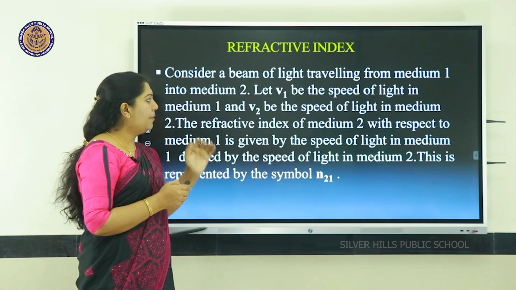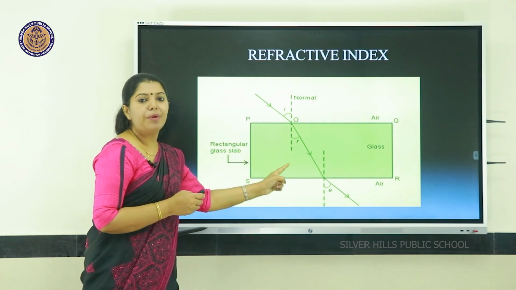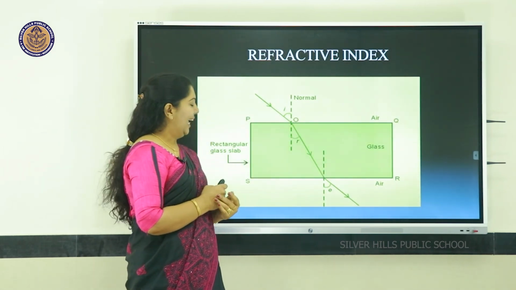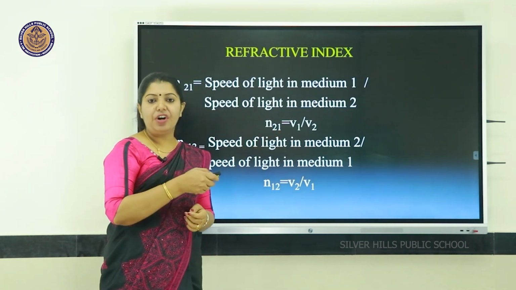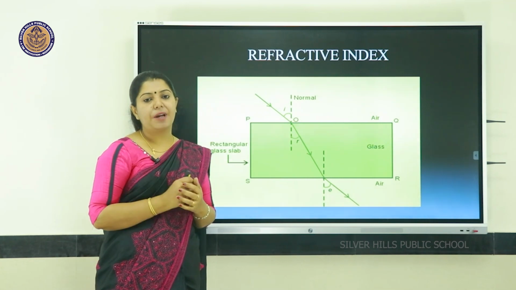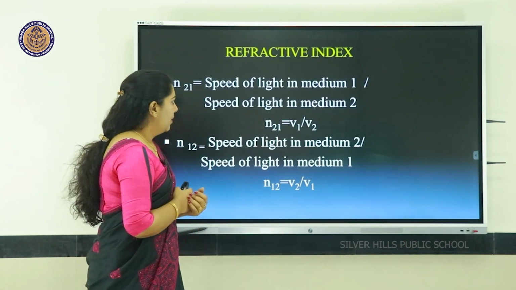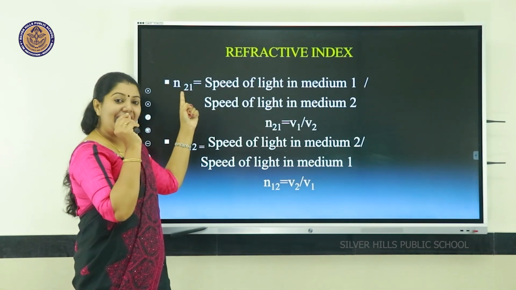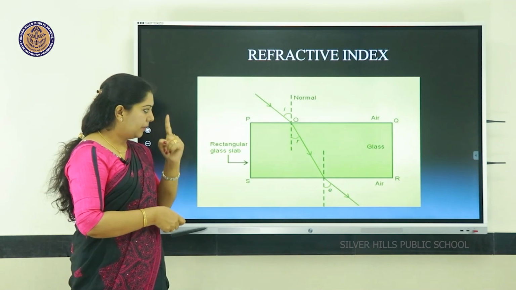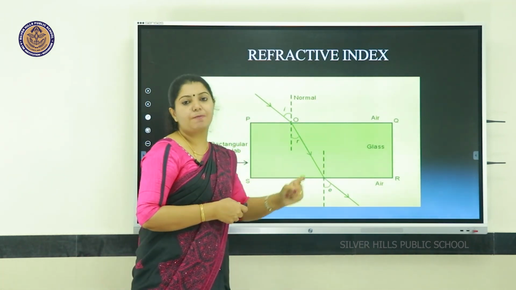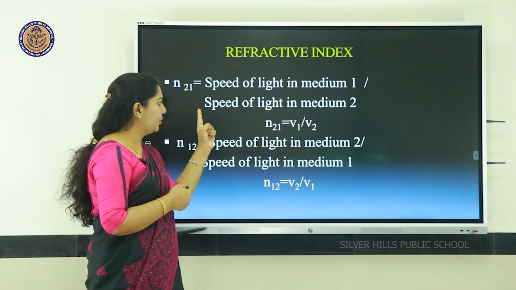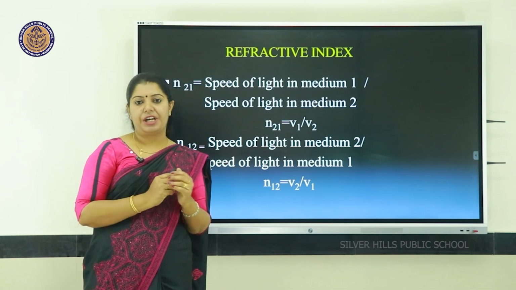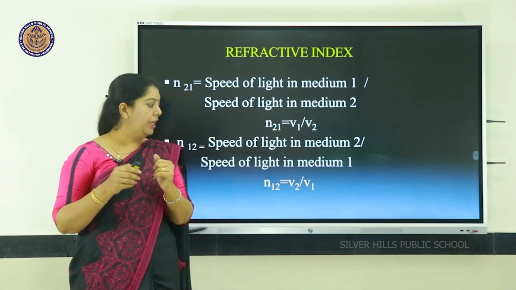Consider a beam of light travelling from medium 1 into medium 2. Our first medium is air and second medium is glass. Let v1 be the speed of light in air and v2 be the speed of light in glass. We can write one relation, n21. n21 means refractive index of second medium with respect to first, that means refractive index of glass with respect to air. n21 is equal to v1 divided by v2, where v1 is the speed of light in first medium and v2 is the speed of light in second medium.